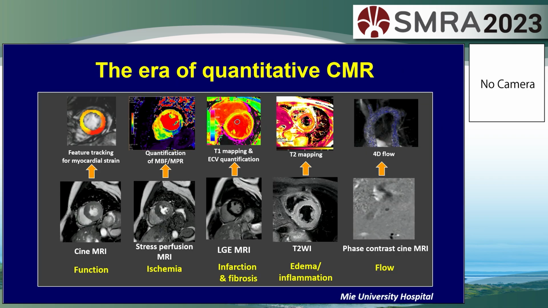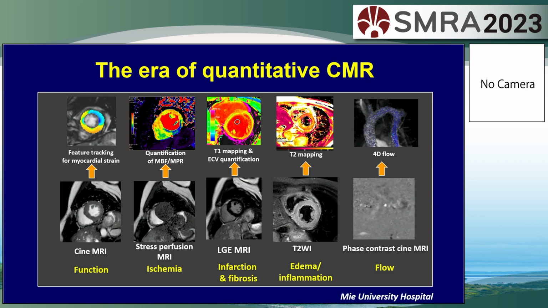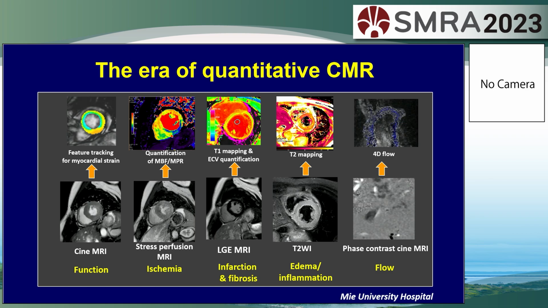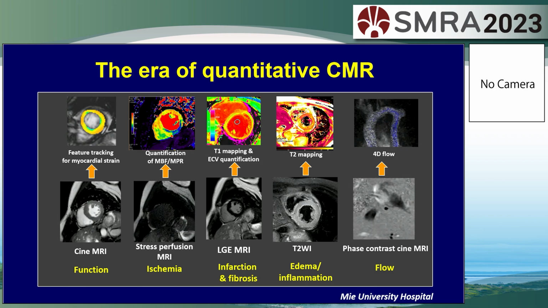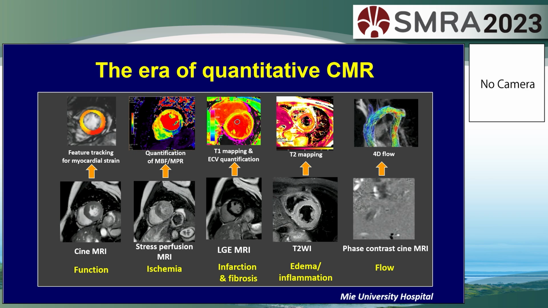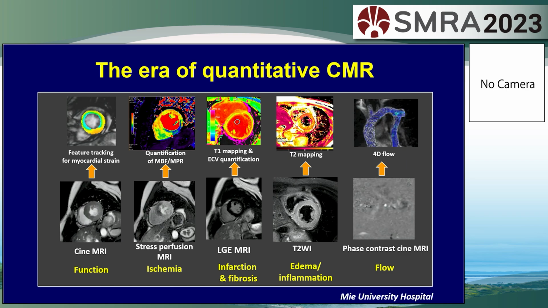Okay, this is our study protocol for routine CMR. We do cine MRI, stress and rest perfusion MRI, LGE MRI, and T2-weighted MRI in case of suspected myocarditis or acute myocardial infarction. We have been doing lots of phase contrast MRI to measure coronary sinus flow. And these protocols have shifted to the fully quantitative, including feature tracking, quantification of the myocardial blood flow, myocardial flow reserve, and T1 mapping and T2 mapping.